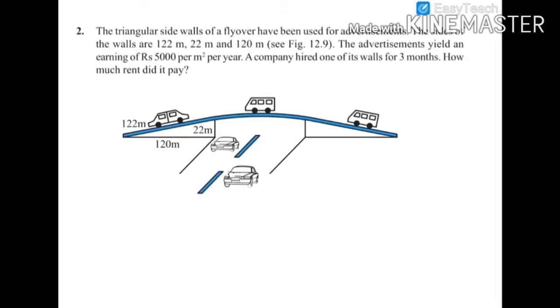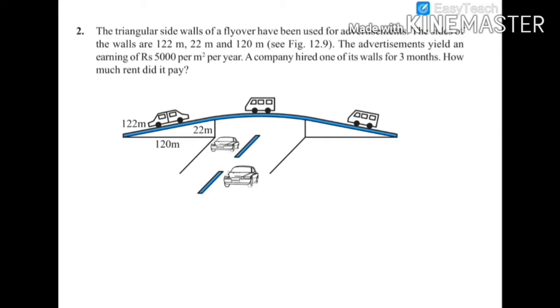Let's solve the second question. The triangular side walls of a flyover have been used for advertisements. The sides of the walls are 122 meters, 22 meters and 120 meters. So this side wall will also have the same measures for its sides. The advertisements yield an earning of rupees 5,000 per meter square per year. A company hired one of its walls for 3 months. How much rent did it pay?